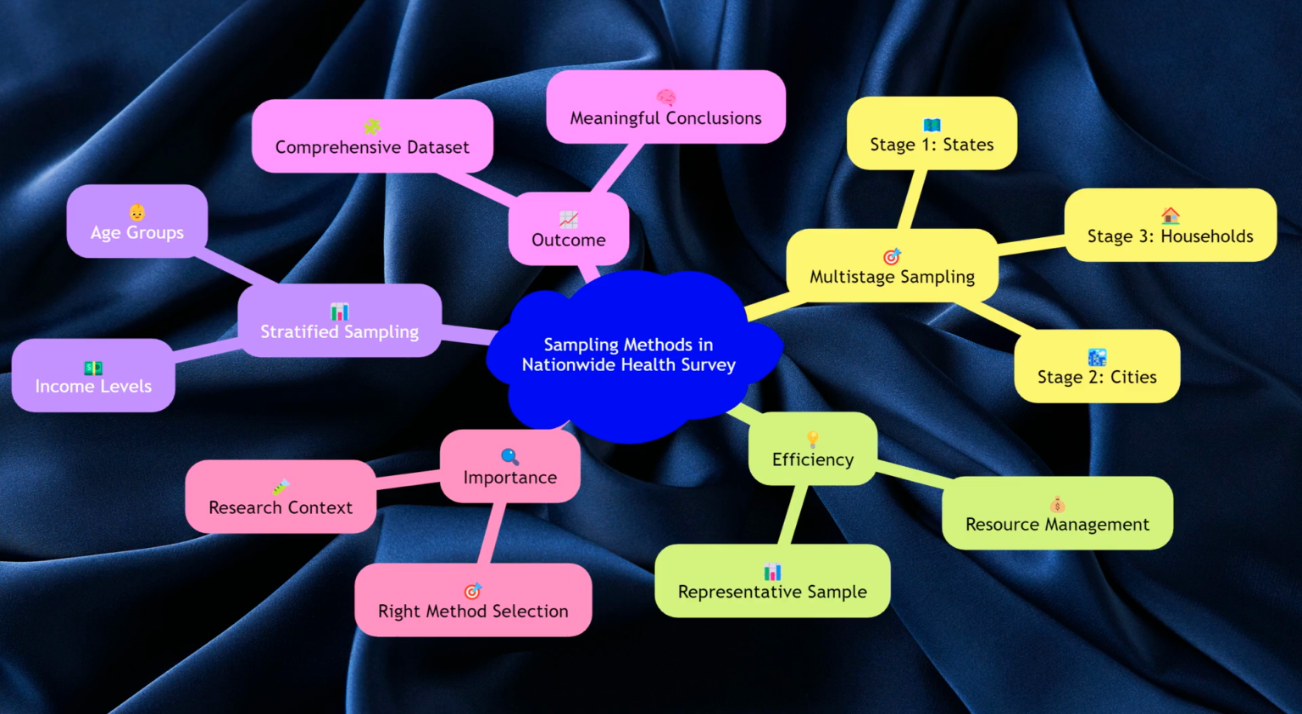First, they randomly selected states, then cities within those states, and finally households within those cities. This approach allowed them to efficiently manage resources while ensuring a representative sample. They also used stratified sampling within each city to ensure representation across different age groups and income levels. This combination of methods provided a comprehensive and representative data set, enabling the researchers to draw meaningful conclusions about the nation's health. This case study highlights the importance of selecting the right sampling method for the research context.